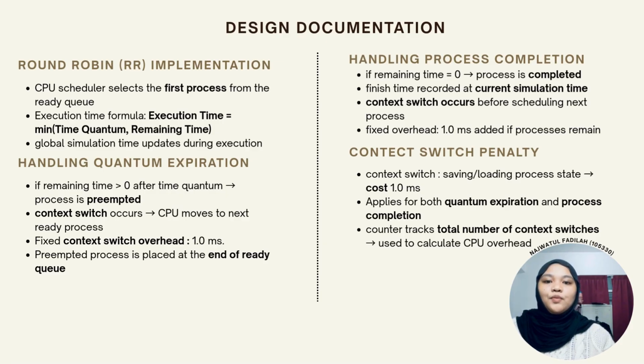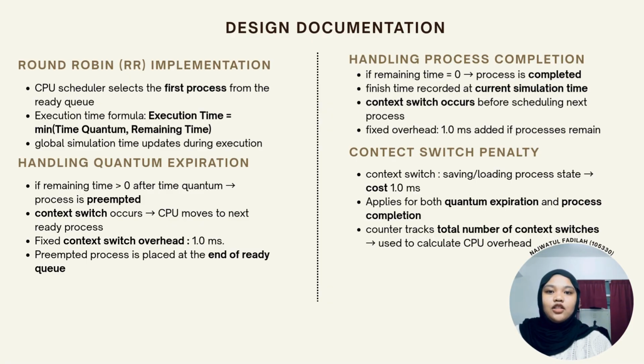For handling quantum expiration, if a process does not finish within its time quantum, it is preempted. This means the CPU switches to the next process in the ready queue. Every context switch has a fixed overhead of 1 millisecond. After preemption, the process is placed at the end of the queue, waiting for its next turn.